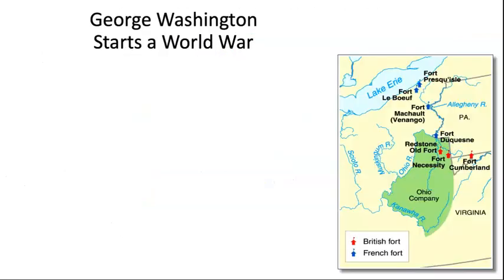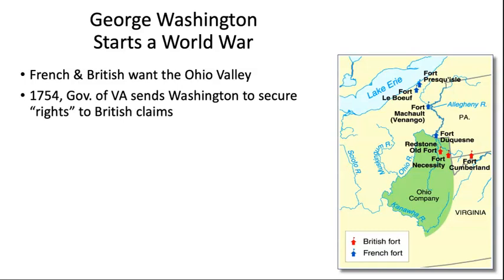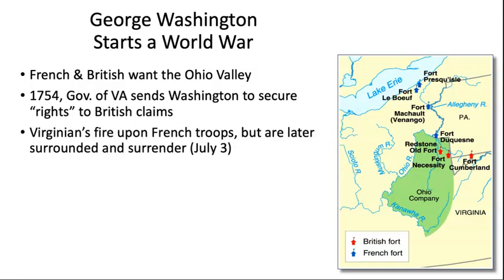Okay, so how does this thing pop off here? George Washington actually starts it. He is sent into the Ohio River Valley, which is north of Virginia in what is now obviously southeastern Ohio, to secure the rights to British claims. Not really, this is rather rich in the sense that it was French land, but the British said they wanted it. They said they had rights to it, and Washington is sent to secure them.